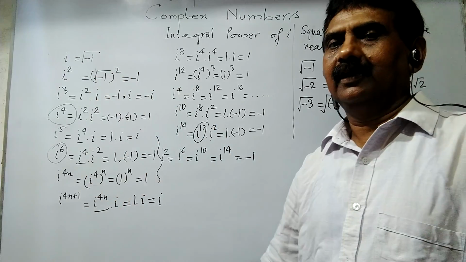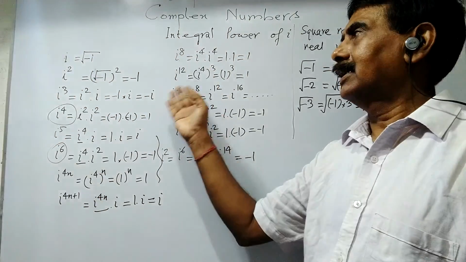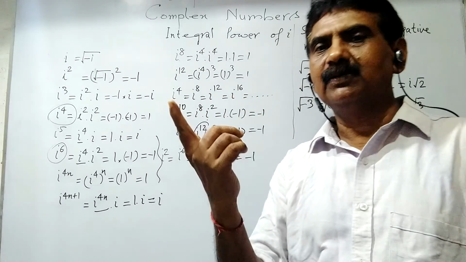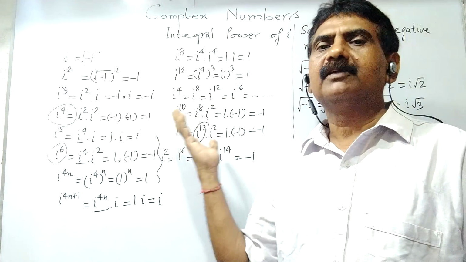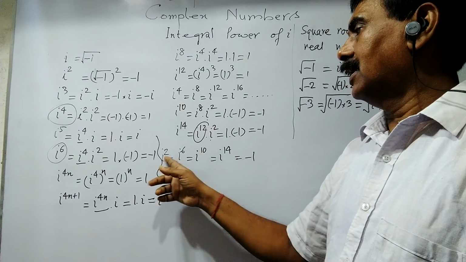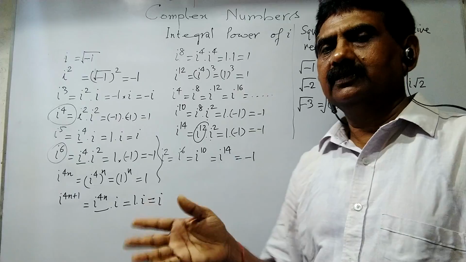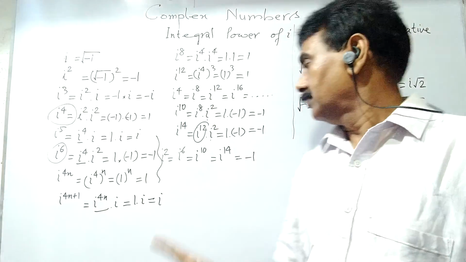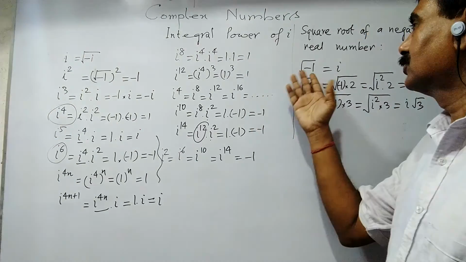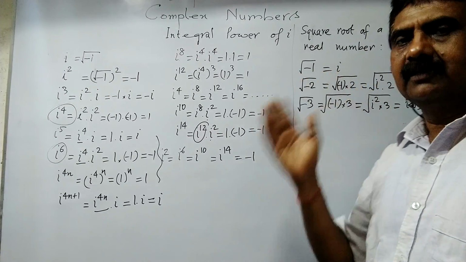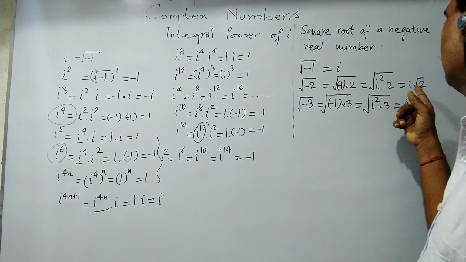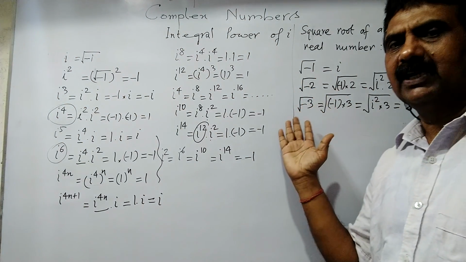Like, if we get i^8, i^12, i^16, all of these, then simply, as we know, we will write 1. When we get i square, i^6, i^10, i^14, we will write minus 1. Similarly, when we get root under minus 1, that is i, obviously by definition, then root under minus 2 is equal to i root 2. We can write simply.